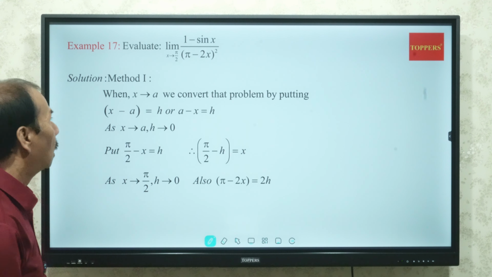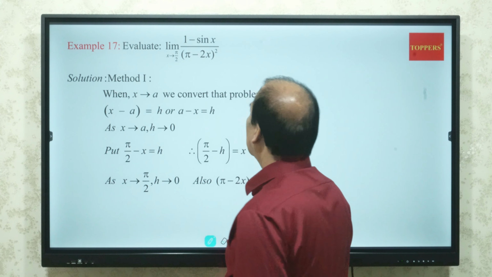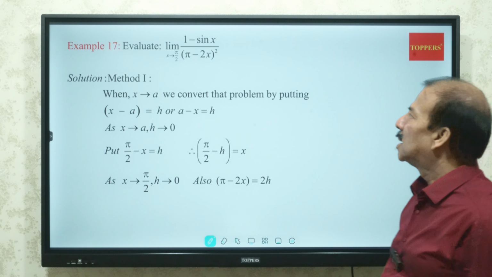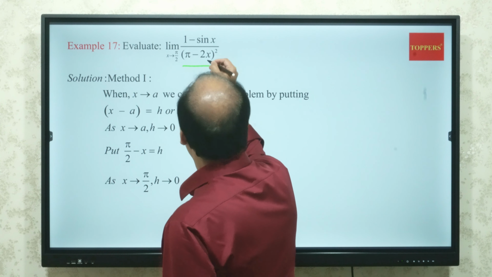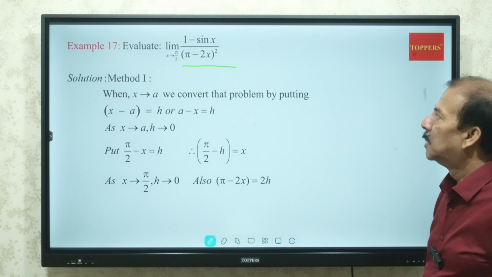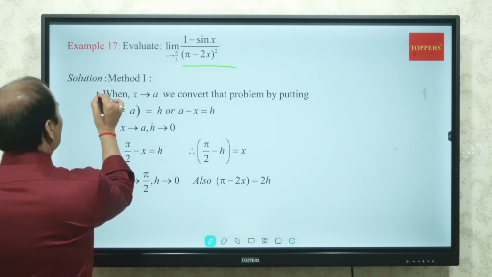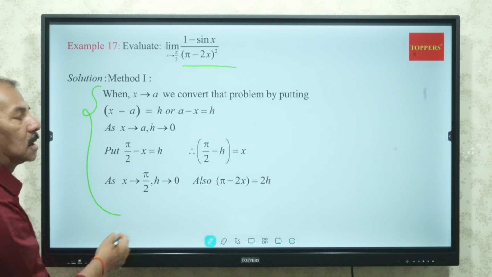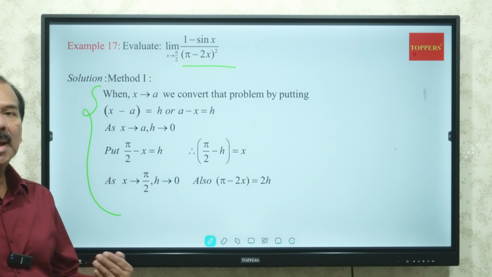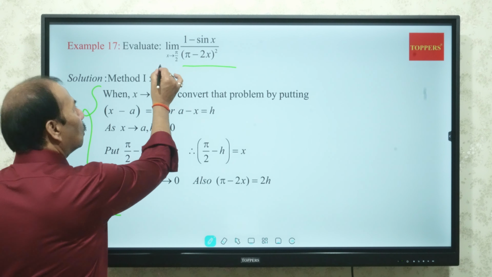Now let us see the next question. This is 1 minus sin x upon pi minus 2x whole square when x tends to pi by 2. So we have to find the limiting value of 1 minus sin x upon pi minus 2x whole square, x tends to pi by 2. Now see some of these standard assumptions, because here all our relations are when x tends to 0, theta tends to 0, but here x tends to pi by 2.